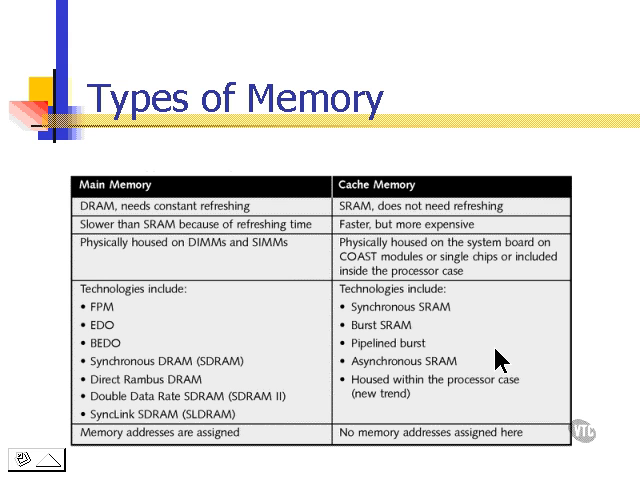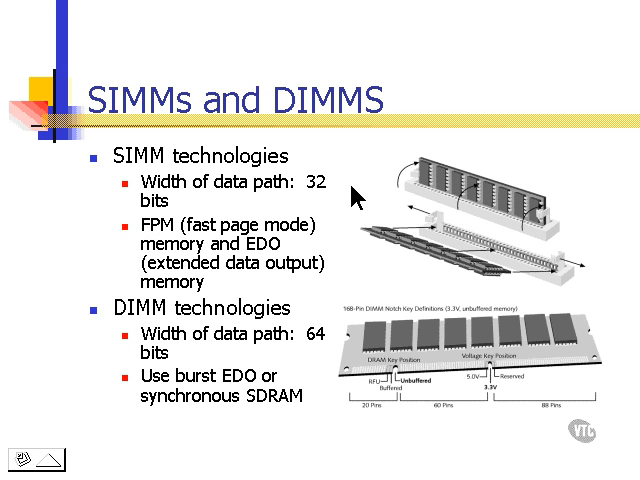So depending on what type of memory that we need, we'll choose either a SIMM or a DIMM. A SIMM is a single inline memory module. It has a data path of 32 bits and can come in varieties such as FPM, fast page mode, or EDO, extended data output.